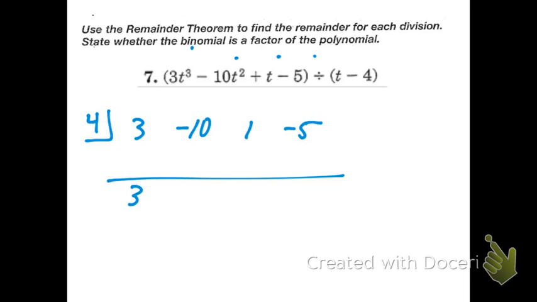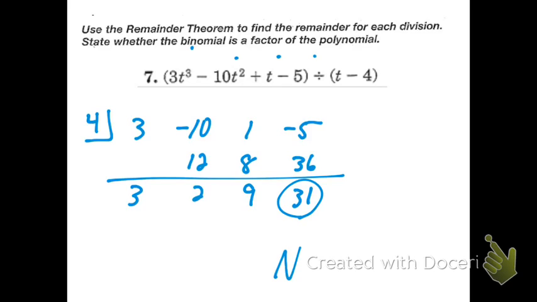So I drop the 3. 3 times 4 is 12. We add, we get 2. 2 times 4 is 8. We add, we get 9. 9 times 4, that is 36. We add, we get 31. That is not 0, so the answer is no. T minus 4 is not a factor. It's not a factor of the polynomial.